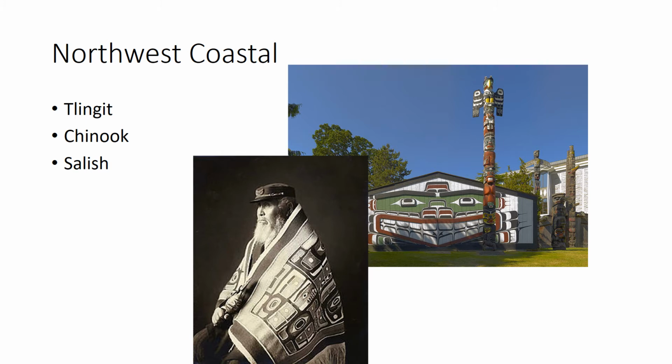If you look closely at the blanket this guy is wearing, you might be able to picture, if you're a sports fan, the logo of the Seattle Seahawks. And that's not an accident. That logo comes from a traditional mask that's located in a museum in Seattle.